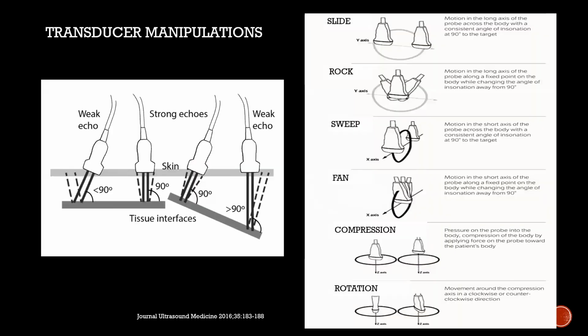To create the best transducer-to-needle sound wave reflection, you can use some transducer manipulation to create optimal nerve or needle visualization. You can do sliding, rocking, sweeping, fanning, compression, or rotation. The key is to get the best angle of sound wave reflection.